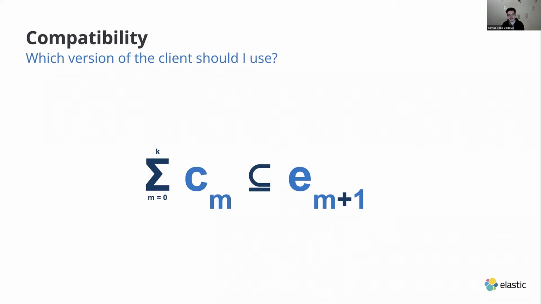If you are using Elasticsearch 7.10, then use the client 7.10. The client follows the exact same versioning of the Elastic Stack. This is as easy as that. So just forget about this formula. But it was fun to write it.